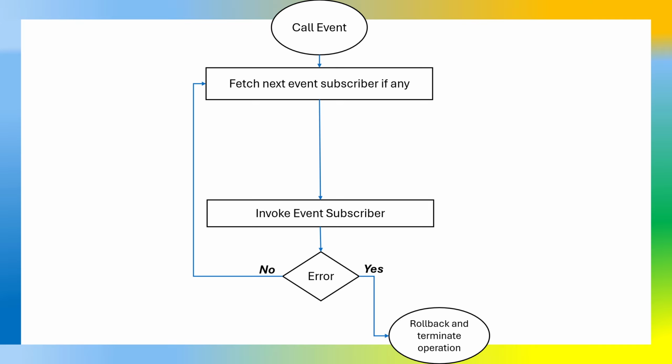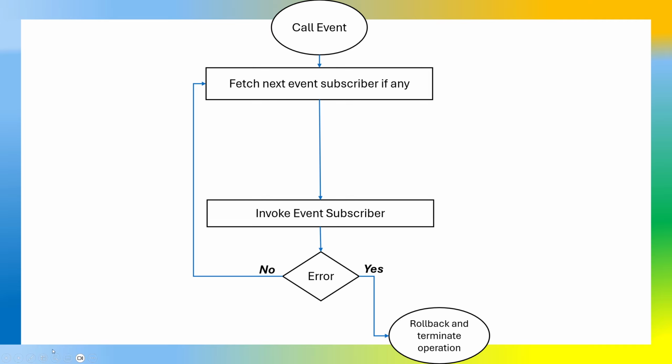In the last one, we understood how the event subscription process works. The event gets triggered when the code execution reaches the event. Then it looks for the subscriber. If it finds the subscriber, it invokes the event subscriber. If there is no error, it looks for another subscriber. And if there is an error, then it rolls back the transaction and terminates the operation, which we all know about, whether it's a business event or an integration event. Now, what changes when we coin the word isolated event?